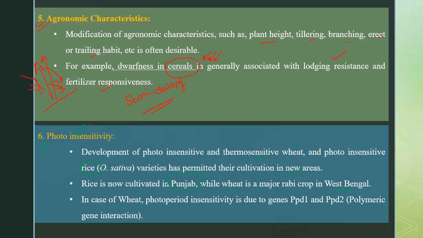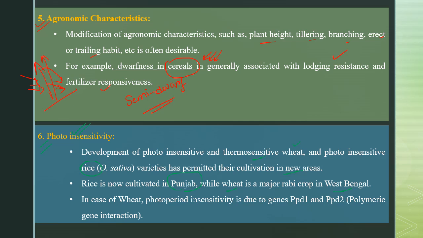But in the West Bengal situation, other crops like potato are also there in the Rabi season, and other issues also exist, like photosensitivity and thermosensitivity. For those reasons, wheat was not grown earlier, but now this is solved, and these wheat varieties are grown in West Bengal.